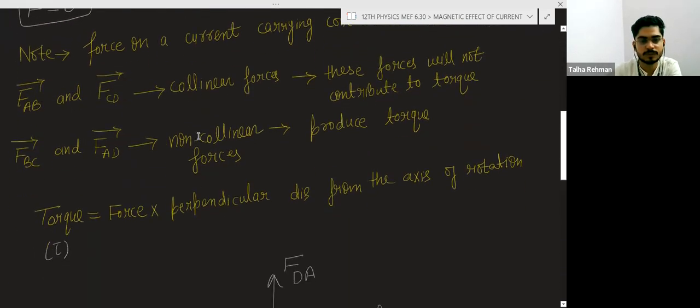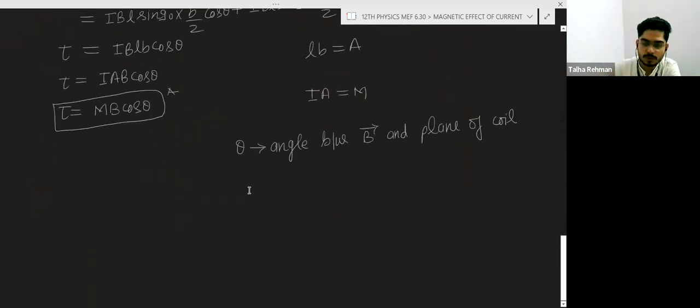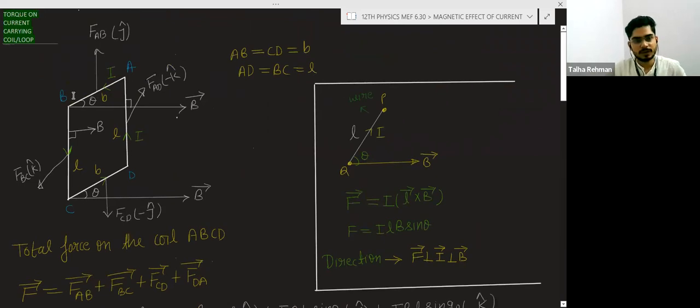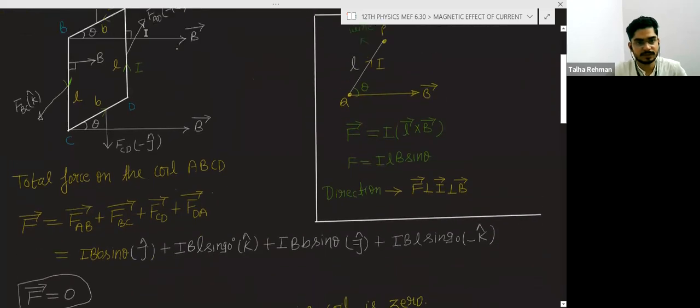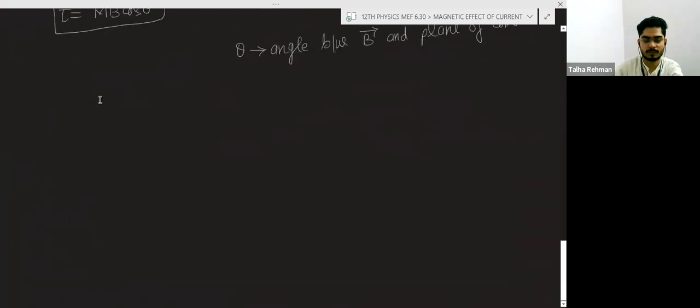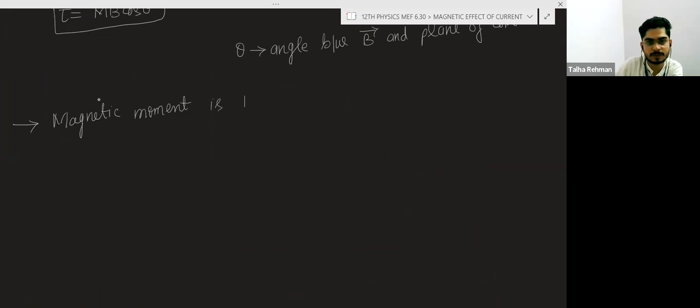This is your torque. Now, in terms of the magnetic moment, what will be the magnetic moment of this coil? This coil is like this. For the magnetic moment, you can say magnetic moment is perpendicular to the plane of the coil. I have told you this already. Magnetic moment is perpendicular to the plane of the coil.